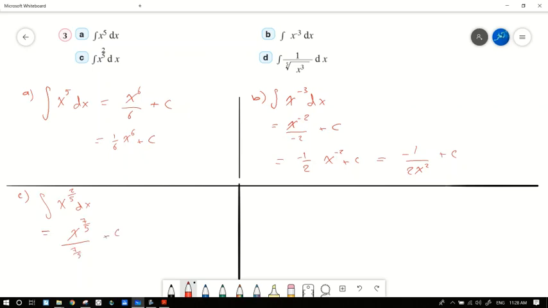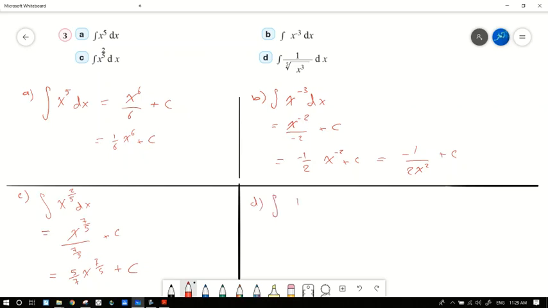And plus c finally. When I divide by 7 over 5, it can be written as x power 7 over 5 as it is, and we multiply it by 5 over 7, which is the multiplicative inverse of 7 over 5. So when I divide by a fraction, I can multiply by the multiplicative inverse of the fraction, and plus c finally. The last question, D.